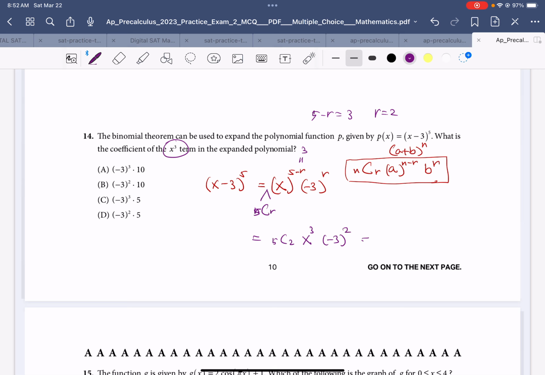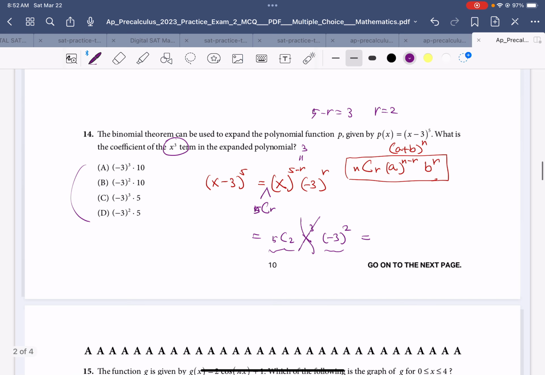Don't just compute the whole thing; you have to look at the answer choices. You don't need the x cubed, you can just ignore it since you only want this coefficient. Since you are not supposed to use a calculator, what is nCr? nCr is n factorial over (n minus r) factorial times r factorial. That's something you need to memorize.